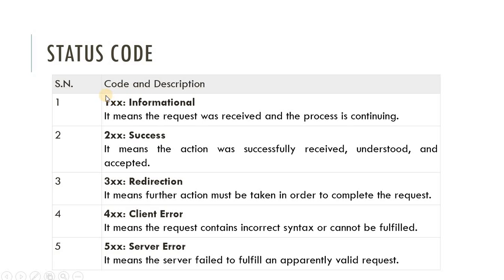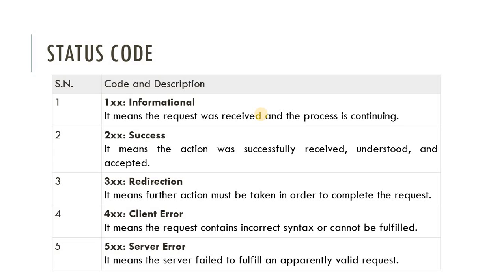If the status code starts with 1, it is called an informational code. It means that the request was received and is being processed. So if you enter a URL in the browser and it shows status code 125, it means that your request has been received by the server and is being processed. The second code is 2XX. It means success. If you receive a code like 205 or 211 in your browser, it means that your request was successfully received, understood, and accepted.